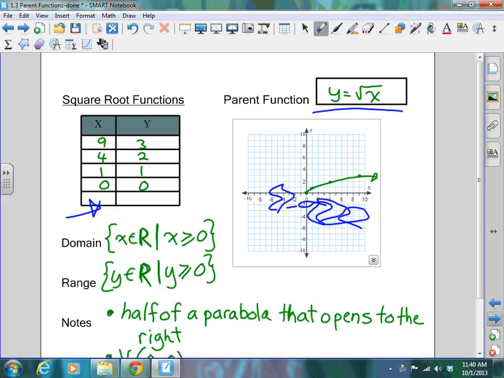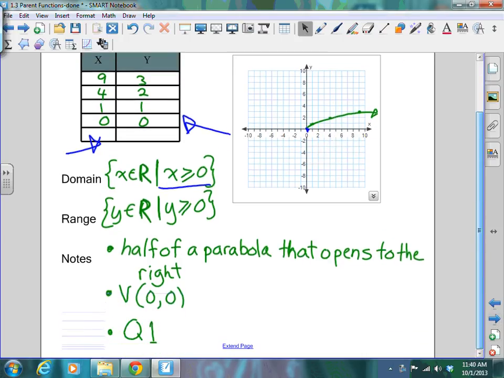You plug that into your graphing calculator and get a nice graph. Again, you can go to second graph, which is your table, and find the values of that as well. Looking at our parent function, the square root, we notice that x is greater than or equal to 0, and y has to be greater than or equal to 0. Notes to write down: it's half of a parabola that opens to the right. Our vertex or starting point in this case is 0, 0, and it's only in quadrant 1.